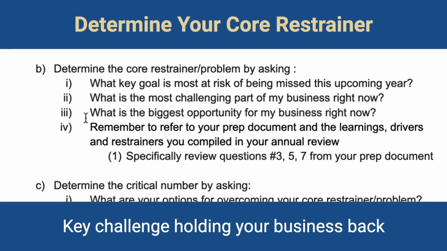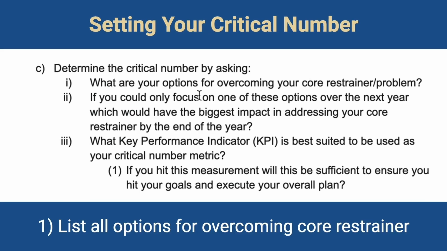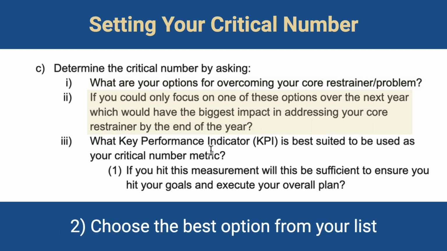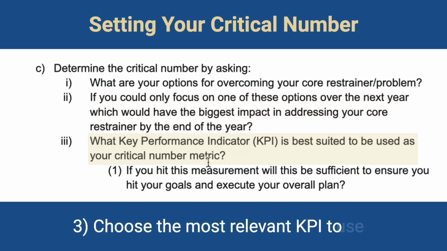And then once you determine your core restrainer, then you can determine your critical number by, first of all, asking yourself, okay, so what are all your options for overcoming your core restrainer or biggest problem in your business right now? Once you map out those options, ask yourself, if you could only focus on one of these options over the next year, what would have the biggest impact in addressing your core restrainer by the end of the year? And then finally, once you know which one of those options is the highest impact, then determine what's the key performance indicator that is best suited to be used as your critical number metric.